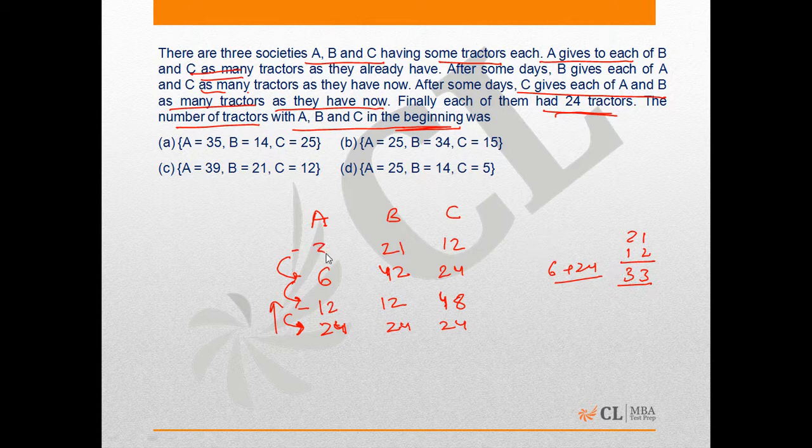So A had 39 tractors initially. So 39, 21 and 12 are the number of tractors with A, B, C in the beginning respectively. Option C is the correct answer choice.